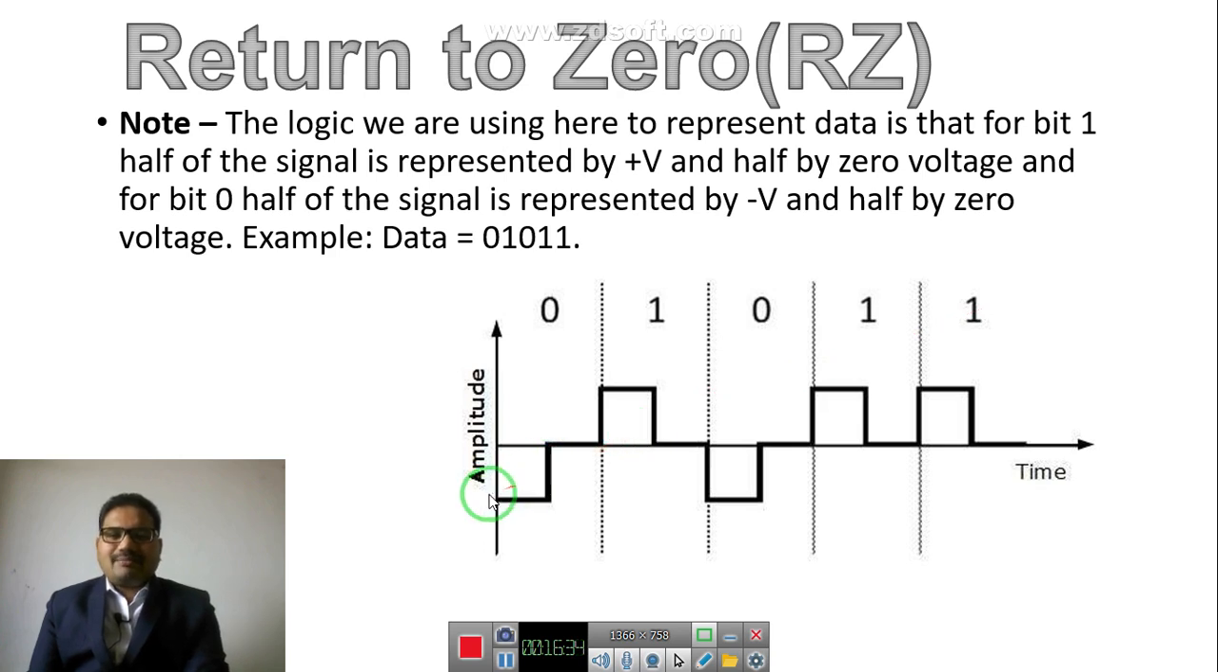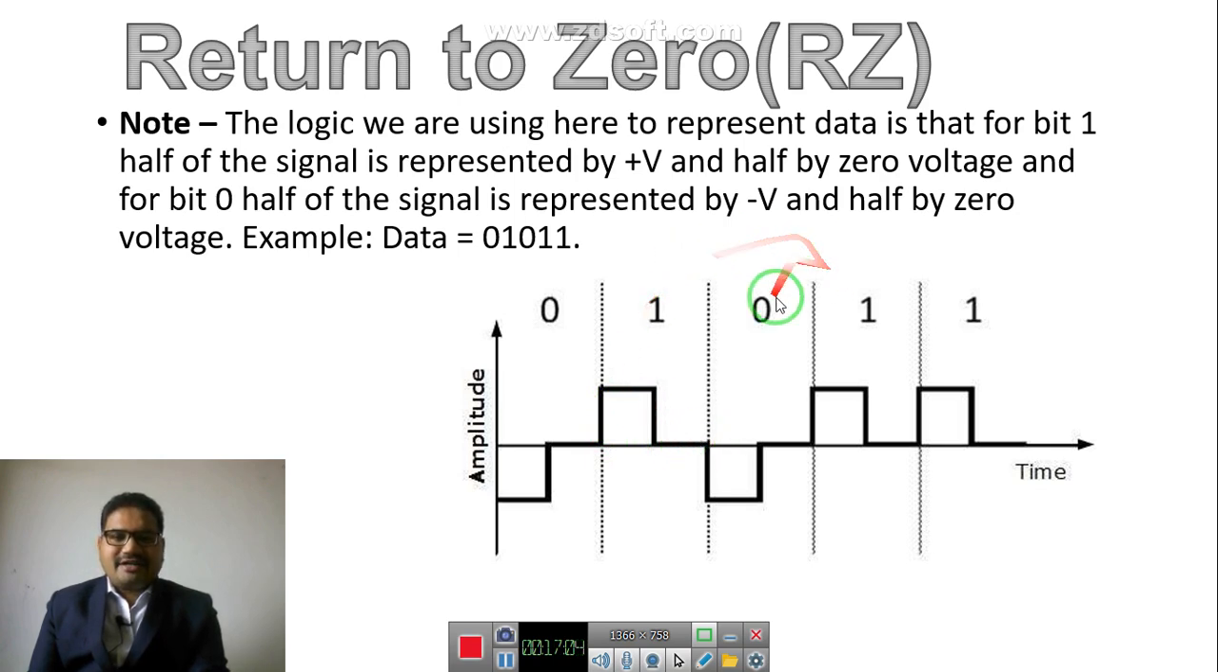So suppose the voltage, it is what? Minus V volt. Since it is 0, it is represented by minus V volt for half of the duration, and for the next half duration, it is going to be what? 0. Now the next bit is 1, so as you know, bit 1 is represented by half of the signal by plus V volt and half by 0 voltage.